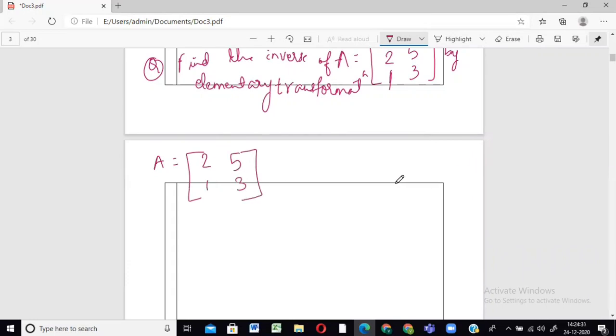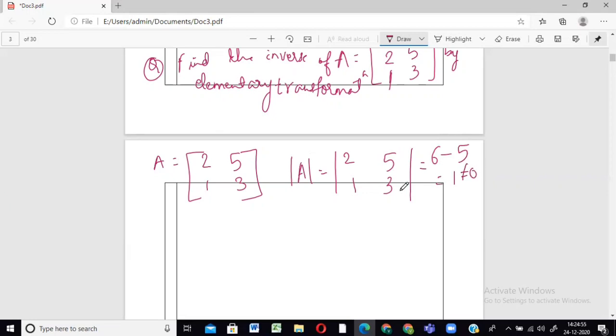The first step is we will check whether its inverse will exist or not. If it exists, then we're going to find out using elementary transformation. So the first step is find out the determinant, right? So we'll find out the determinant 2, 1, 5, 3, like how we do it. 2 into 3 is nothing but 6 minus 5 into 1 is 5. This is equal to 1.